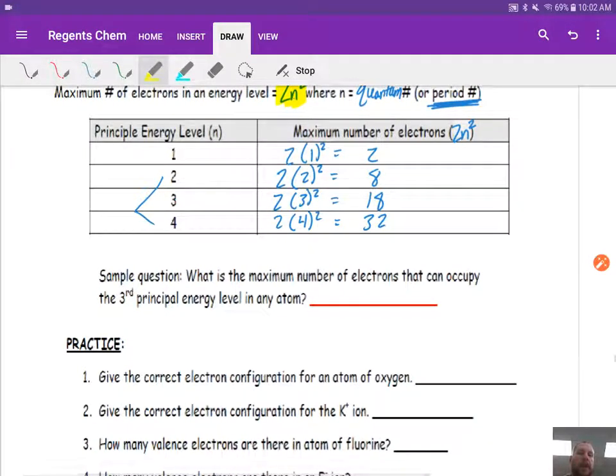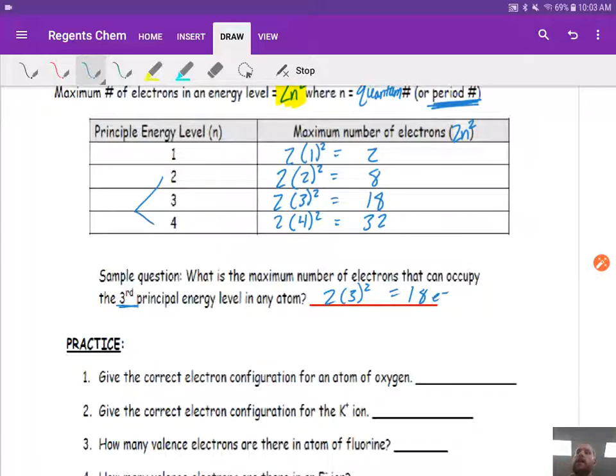So, third principal energy level, what's the maximum number of electrons? So again, just 2n squared. Our n here is the third energy level, so 3 squared is 9 times 2. We would get 18 electrons there.